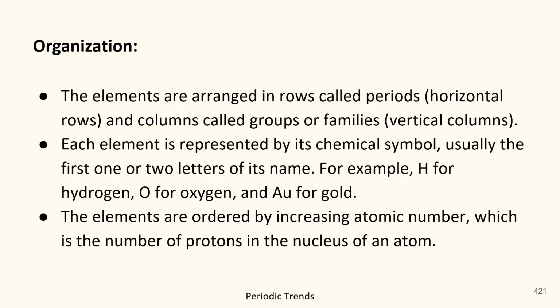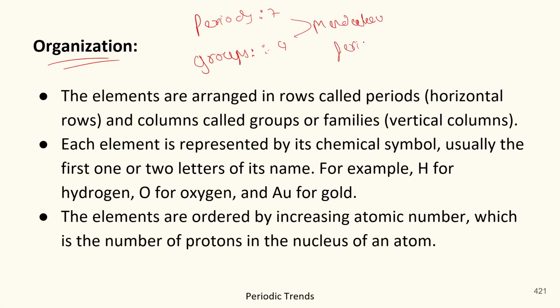First is organization. He continued the same organization, like the periods and the groups. He did not change it. The periods were 7 in number and the groups were 9 in number, as it is in the form of Mendeleev's periodic table. Got it? So he used this format.